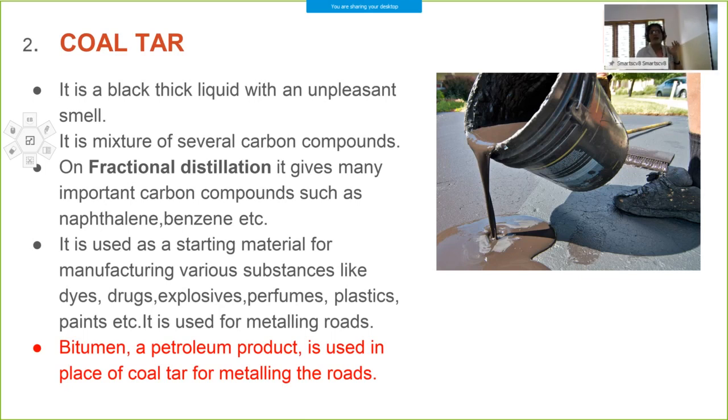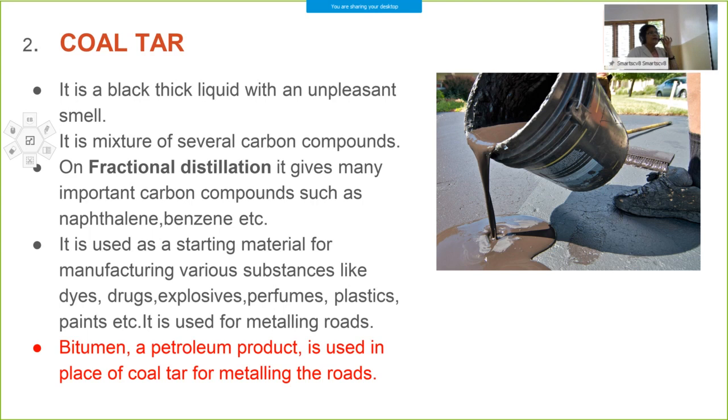Next one is coal tar. So what is this coal tar? As you see in this picture, it is a very thick liquid. It is a black thick liquid with an unpleasant smell. This coal tar was used for tarring roads in the earlier days, but nowadays we don't use coal tar because we have a better product called bitumen, which is obtained from petroleum. Earlier, coal tar was used for tarring or surfacing the roads, metalling the roads. That is one of the uses of coal tar.